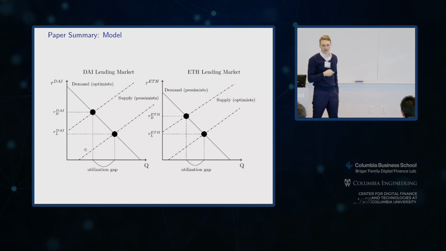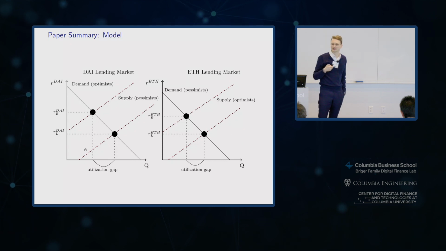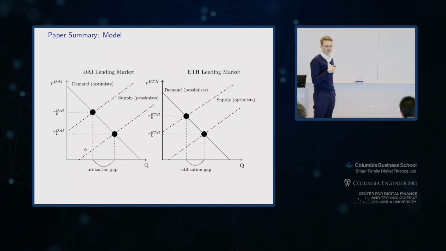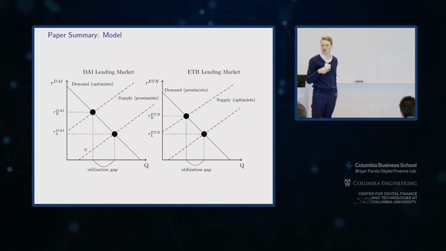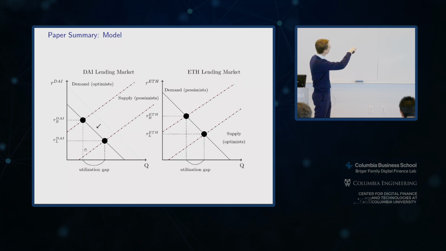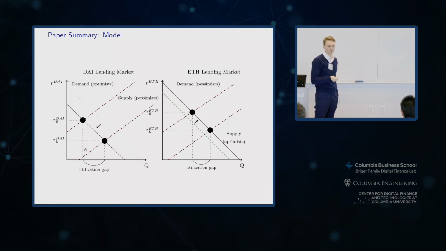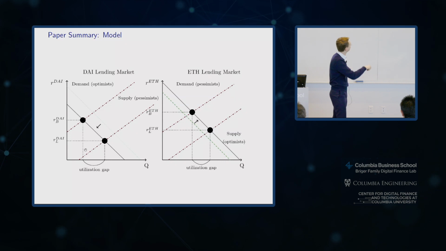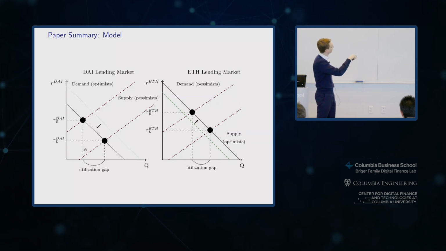Then what happens is that you can have a shock. We can do some comparative statics and imagine what would happen if you have a change in the optimism or the wealth of the optimists. Let's say now optimists become less optimistic. So what happens is that now the interest rates, both the borrowing interest rate and the lending rate on DAI, will have to decrease. And then we can also look at what happens when the pessimist becomes more pessimistic. Then now on the Ethereum lending markets, there is going to be an increase in the demand in this case.